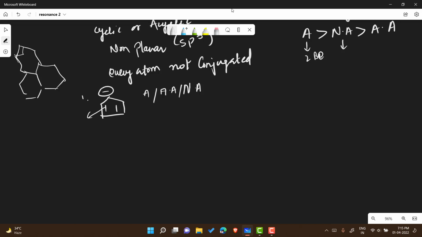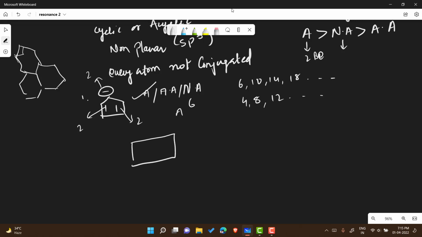Okay, what we have to do is count the 2 pi electrons, and as I already told you, a negative charge is also considered a lone pair, or 2 electrons. So it has a total of 6 electrons, and as we remember, aromatic compounds have 6, 10, 14, 18, and so on, and anti-aromatic compounds have 4, 8, 12, and so on. So this is aromatic.